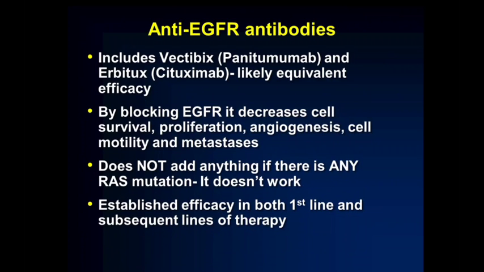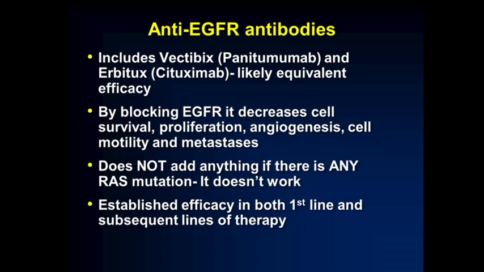Now, moving on to anti-EGFR antibodies. So these are antibodies that are designed to block epidermal growth factor receptor. It includes panitumumab and cetuximab, or Vectibix and Erbitux, respectively. They are likely of equivalent efficacy. By blocking EGFR, it decreases cell survival, proliferation, angiogenesis, and cell motility and metastases. If there is a RAS mutation, like we discussed, it does not add anything. It really does not work.